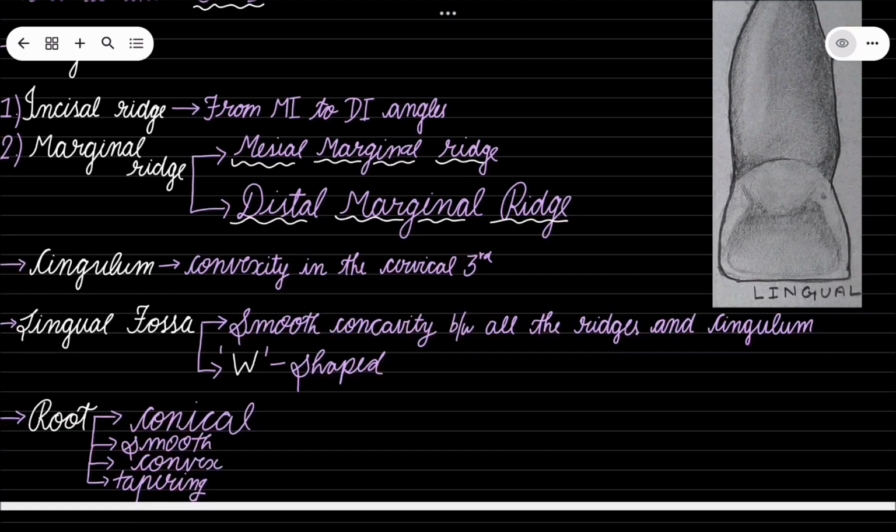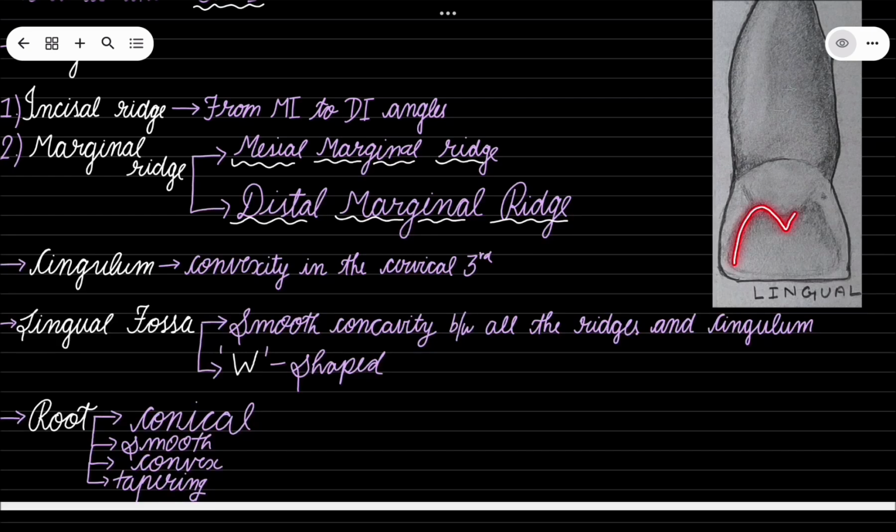Now as it is an anterior tooth, it will also have a cingulum in the cervical third, which is a convexity seen in the cervical third. Now if there is an elevation, it is very obvious that below an elevation there has to be a depression. So this depression that you see over here is the fossa, and as it is on the lingual side, we will call it the lingual fossa.